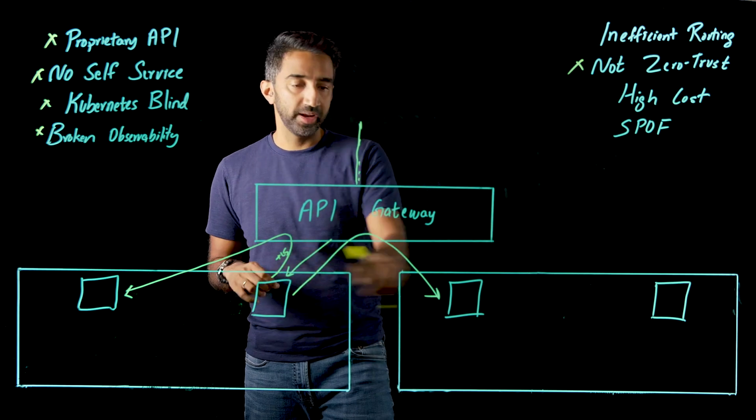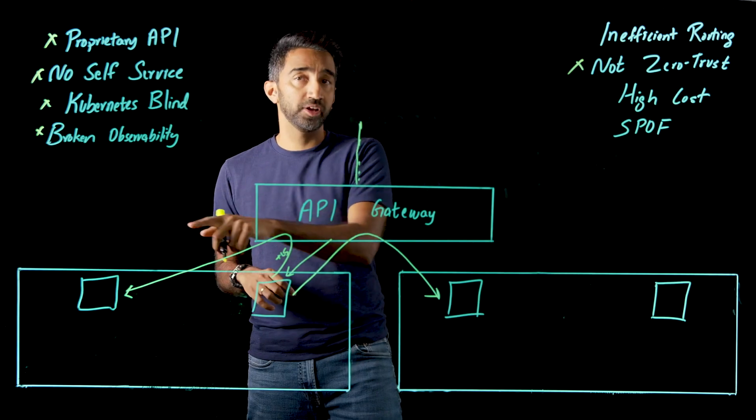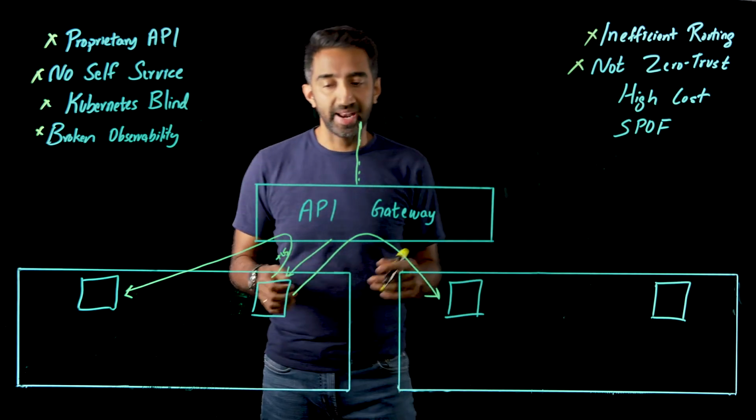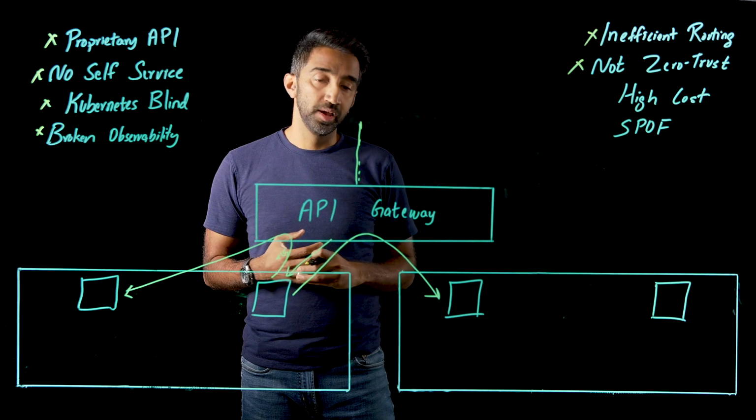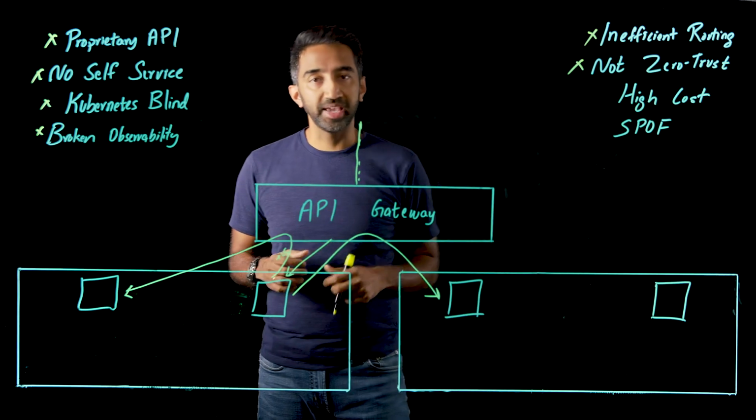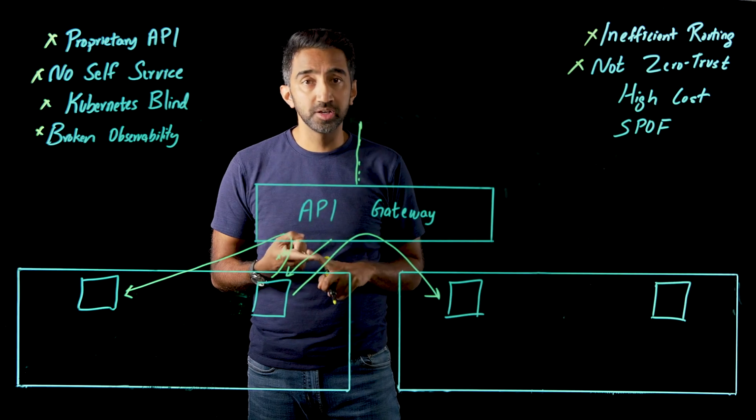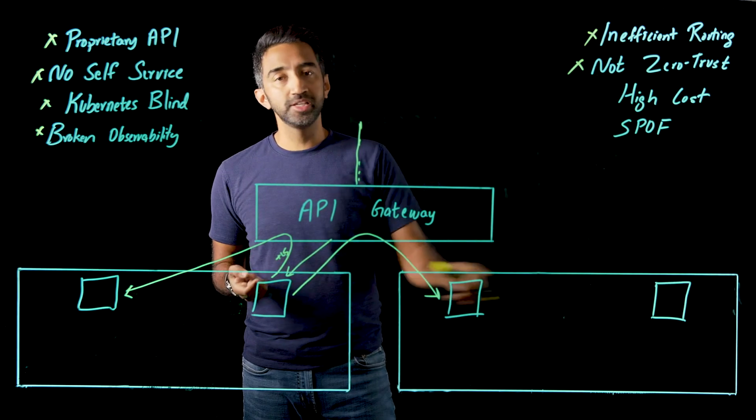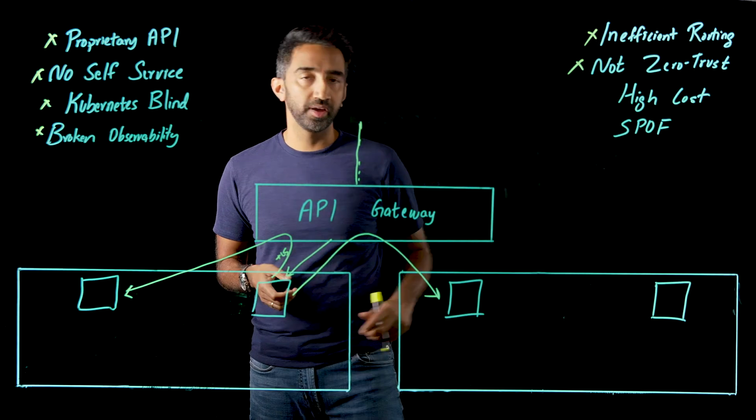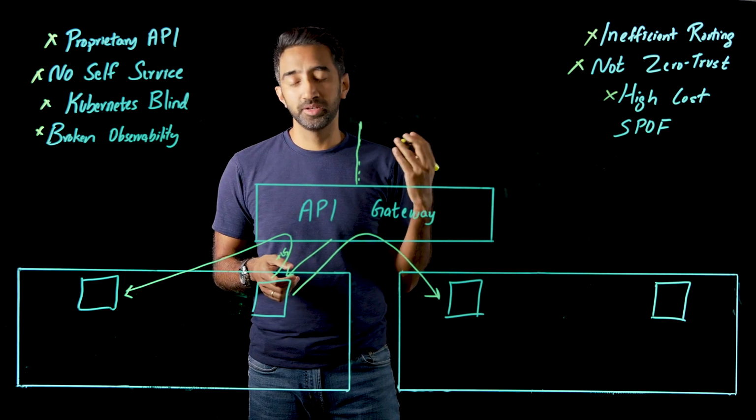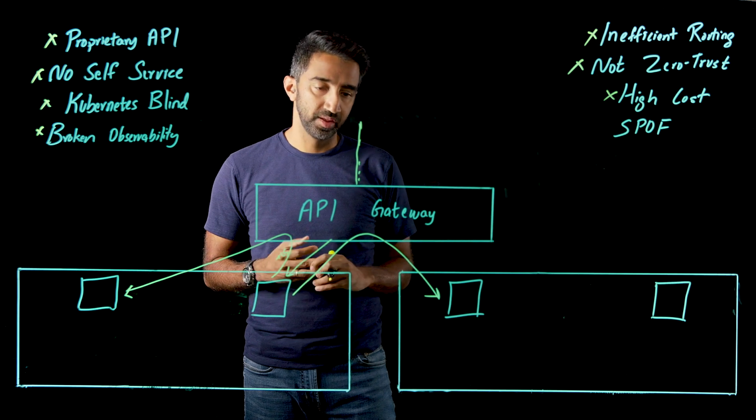We also talked about hairpinning of traffic, every single traffic around the API gateway. So that adds extra latency, that reduces your performance, but more importantly, it adds cost. Typically, these API gateways are charged by the amount of their call volume. So if you're routing all east-west traffic, all internal traffic through the API gateway, there's a cost factor to it, both in terms of price and performance.